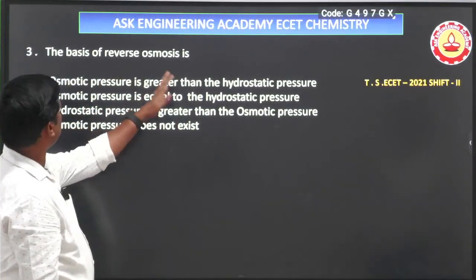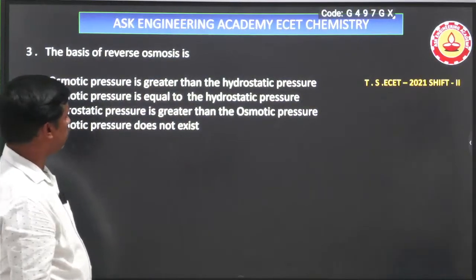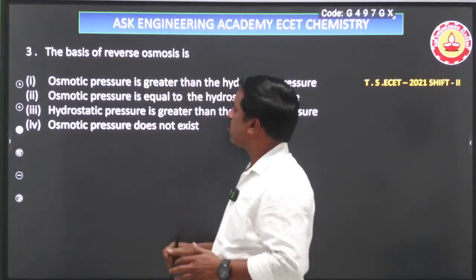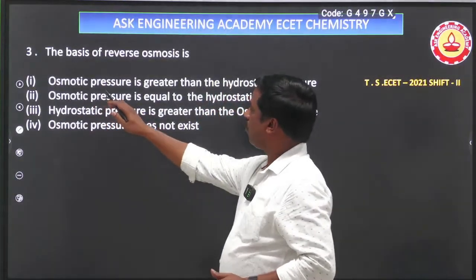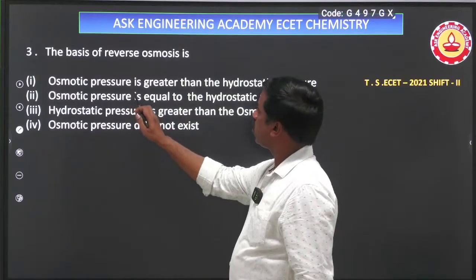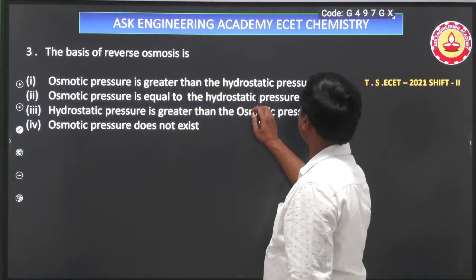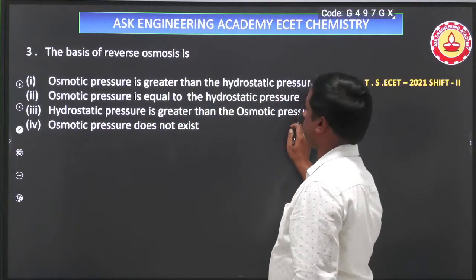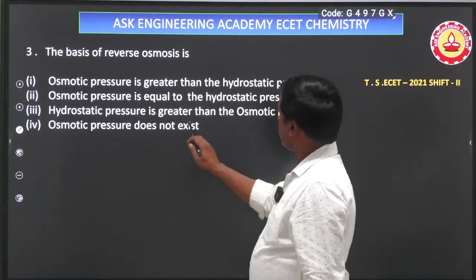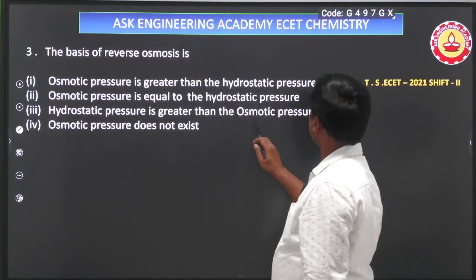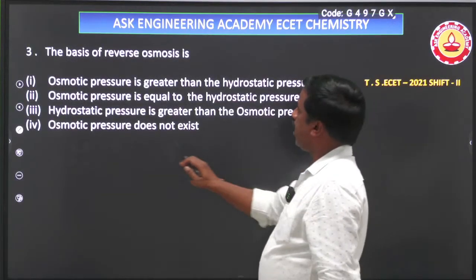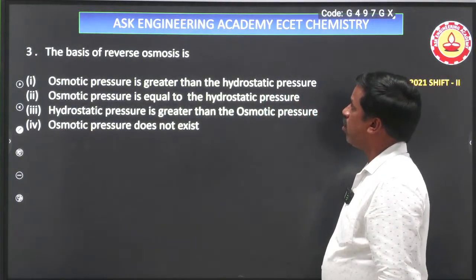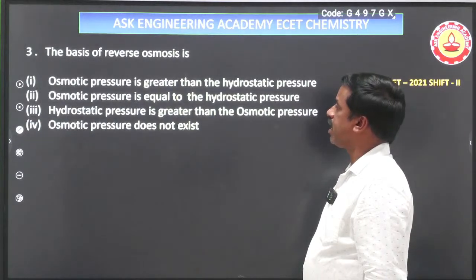The basis of reverse osmosis is diffusion of solvent from higher concentration to lower concentration. You can read these statements, the 4 options given. Osmotic pressure is greater than the hydrostatic pressure. Osmotic pressure is equal to the hydrostatic pressure. Hydrostatic pressure is greater than the osmotic pressure, and osmotic pressure does not exist. Out of these 4 statements, according to reverse osmosis, which is correct?